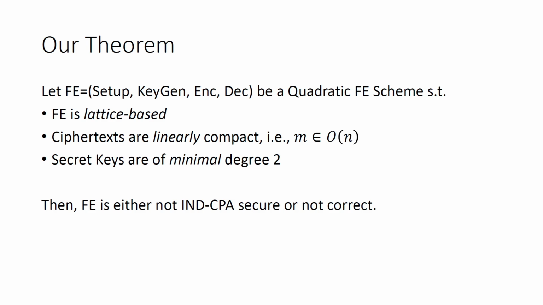Okay, so our theorem. Let's assume we have a lattice-based quadratic FE scheme, lattice-based in the sense like before, which is linearly compact. So the ciphertext dimension m is linear in the message dimension n, and secret keys are of minimal degree, which is degree 2. In this case, the scheme is either not NCPA secure or not correct. That's what we're going to prove.